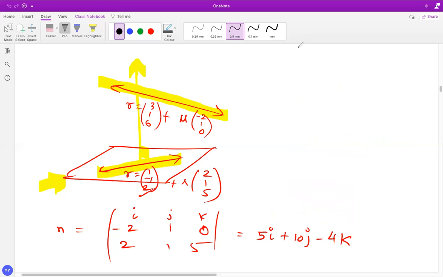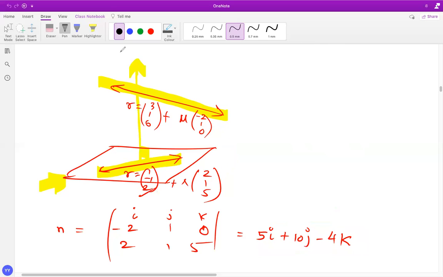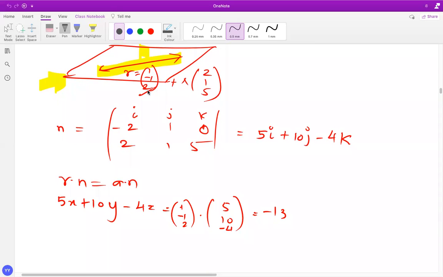So in such cases, we have the choice for a as this. Then you take the cross product of -2, 1, 0 with 2, 1, 5, and this is what we get as the normal. So the normal to this plane is 5i plus 10j minus 4k. As far as the point A is concerned, A is (1, -1, 2).